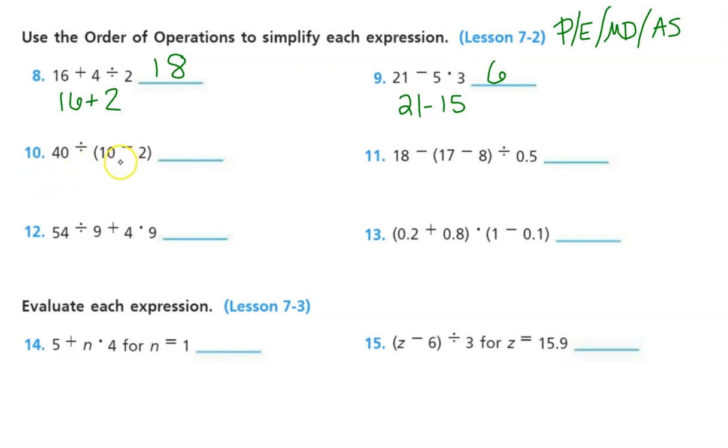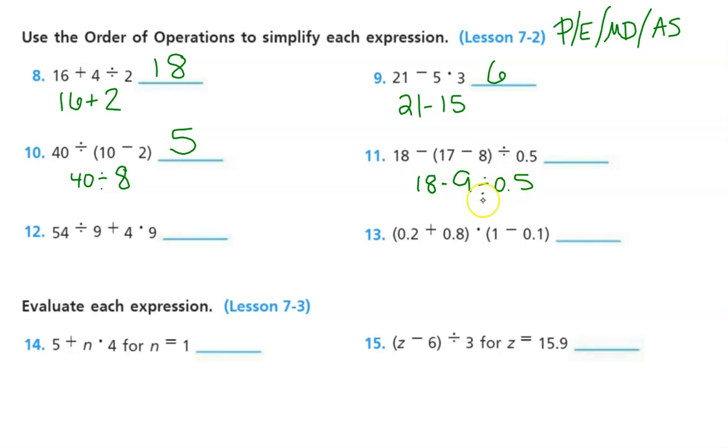Here I've got parentheses, which is the very first thing I'm supposed to do. So 10 minus 2 is 8. And then I would bring down the rest of that problem, and 40 divided by 8 is 5. Number 11, again, I'm going to do those parentheses first. 17 minus 8 is 9. And then I'm going to bring down the rest of this problem. 18 minus 9 divided by 0.5.